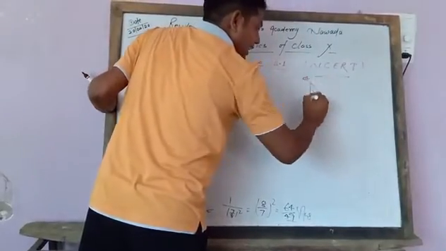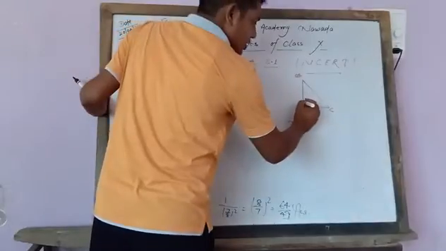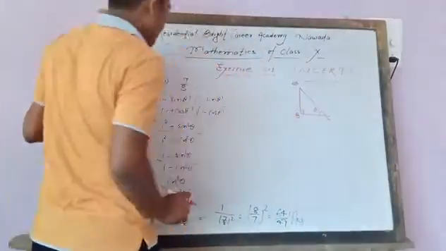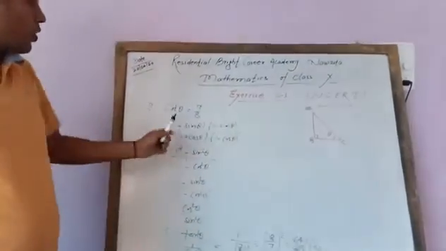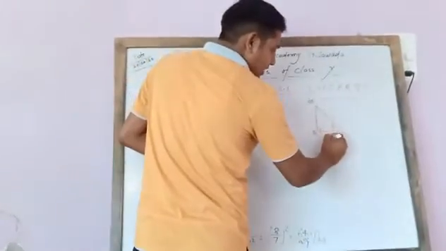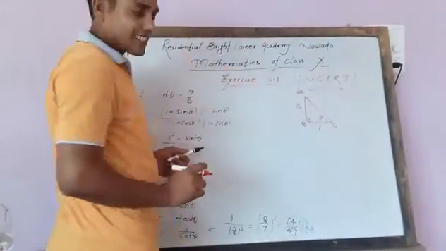Let this be angle A, angle B and angle C, and angle B is 90 degrees, and let angle C be theta degrees. Here it is given that cot theta is equal to 7 by 8, and cot theta is equal to B by P. It means the base will be 7 and the perpendicular will be 8. We have to find AC at first.